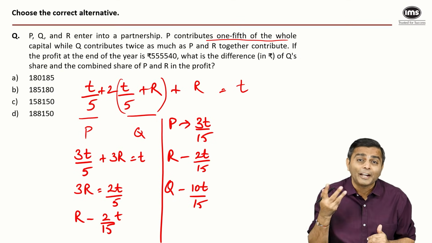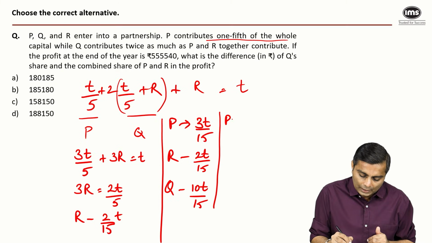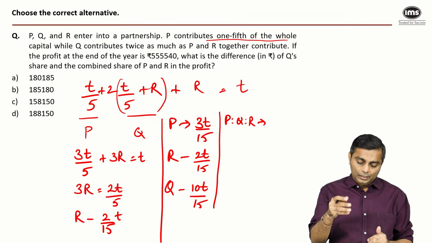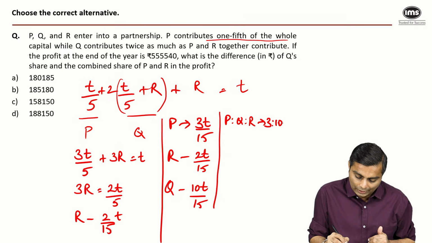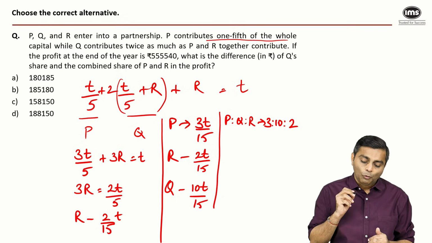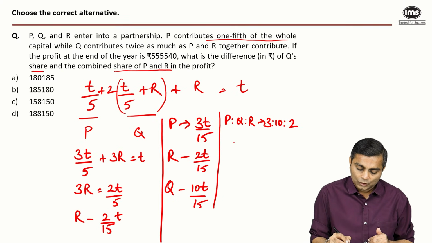We can very easily find out the ratio of P is to Q is to R. Okay, so P is to Q is to R is nothing but T can get cancelled, 15 can get cancelled. So 3 is to 10 is to 2. What have we asked? Difference between Q and combined share of P and R. So 10 minus 3 plus 2, 5.